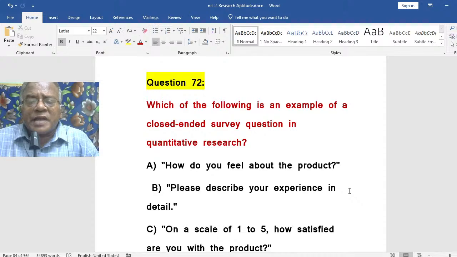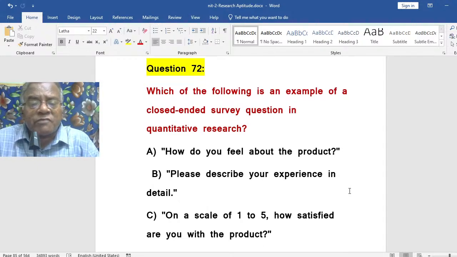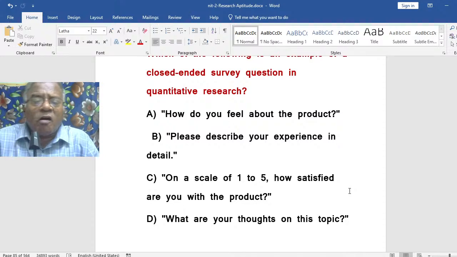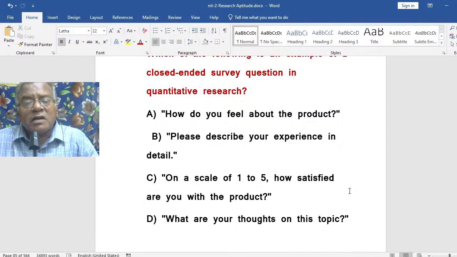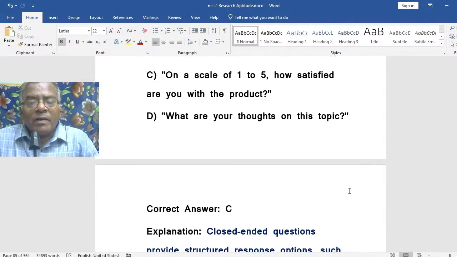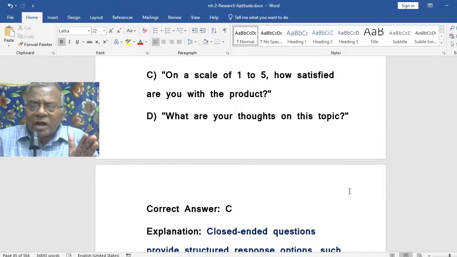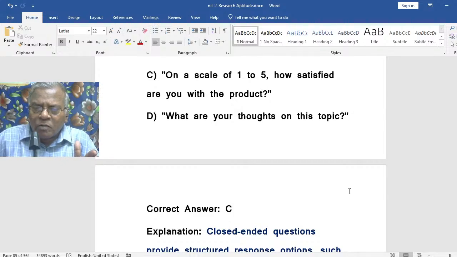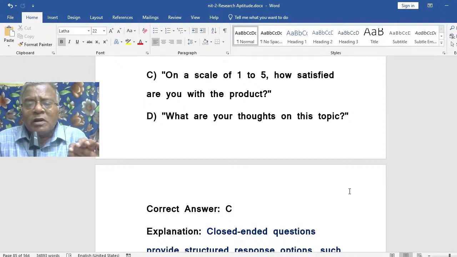Which of the following is an example of a closely ended survey question in quantitative research? Just to see all the alternatives, which is the correct one. Just see that option C. On a scale of 1 to 5, that is a closely ended question. You cannot go for 6 or you cannot come down below 1. So 1 to 5 only you have to give the ratings. So it is a closed ended question, this one.